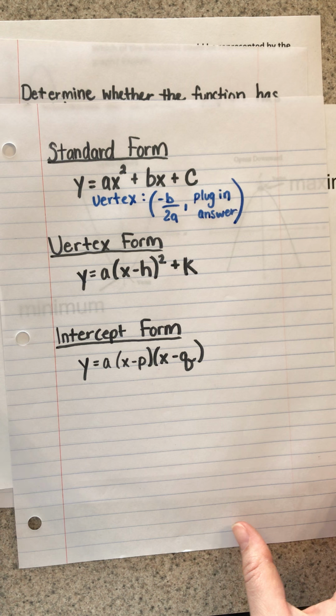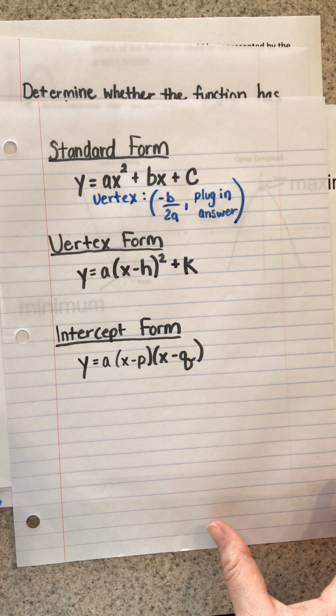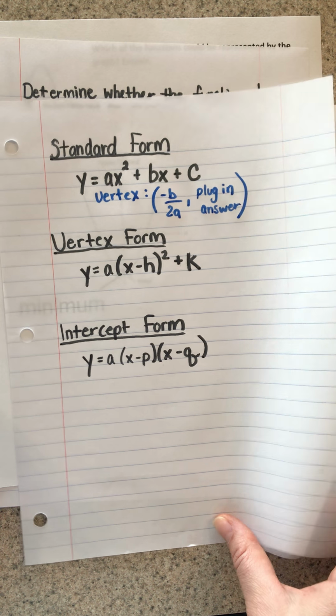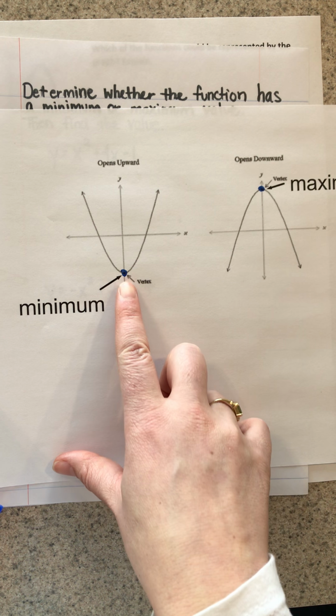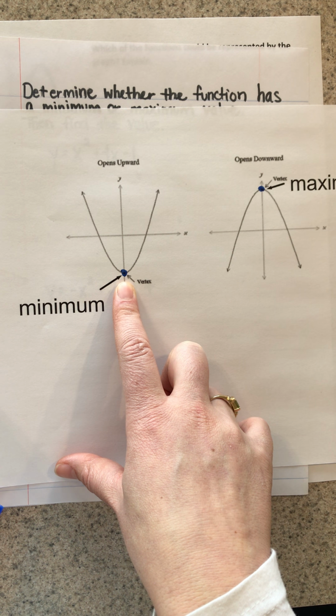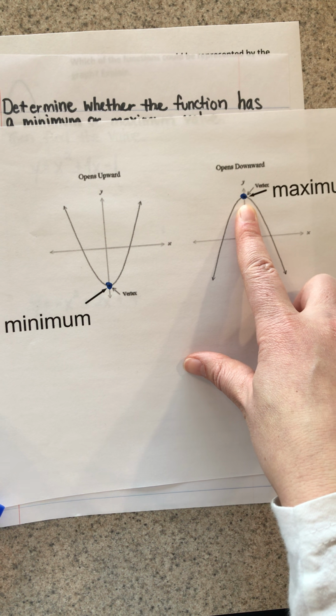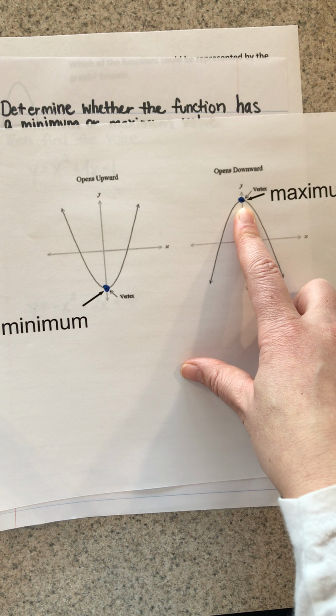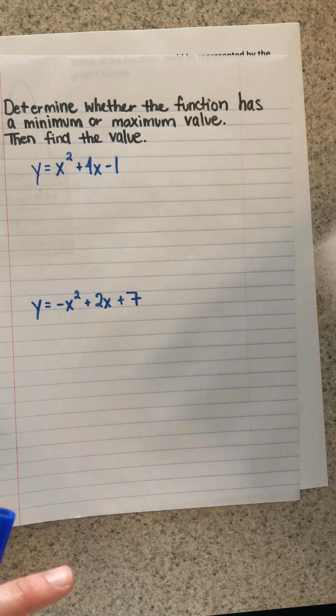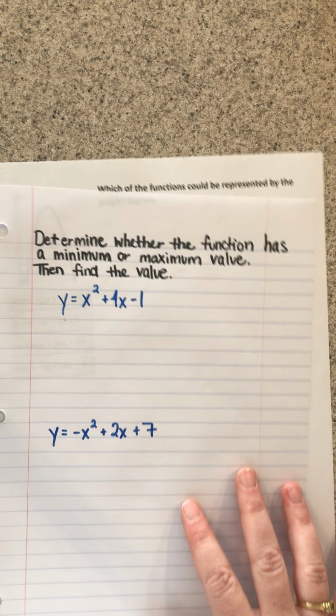So today you're going to be asked to find the minimum and maximum points, which is another way of asking you to find the vertex. Since the minimum and the vertex are the same point in this scenario, and the maximum and the vertex are the same point in this scenario. All right, so here's some example problems.